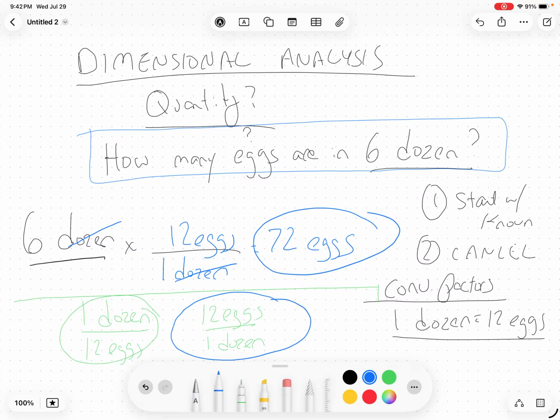Now again, how did we get this? First, we read the problem statement. We know eggs is an unknown, but 6 dozen, that is a known. So we start with our 6 dozen, and we multiply it by our conversion factor, which is 12 eggs per 1 dozen. We're able to cancel out the dozen, and then we multiply, and we have 72 eggs total.